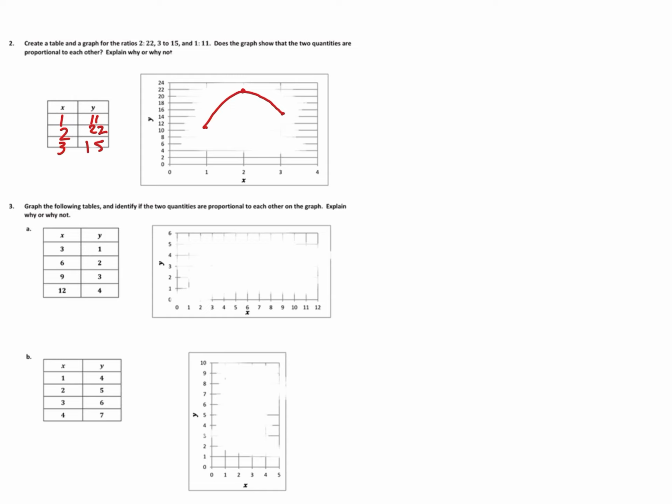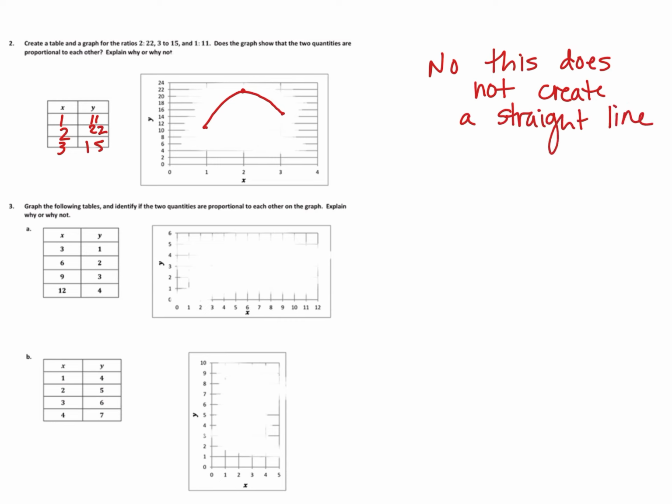Does the graph show that the quantities are proportional? No, this does not create a straight line. You may also see where people do start with 2 to 22 and then go to 3 to 15 and then back, just so that it's in this order. Either way, it's going to show that it doesn't create a straight line, so you can still get the correct answer either way.